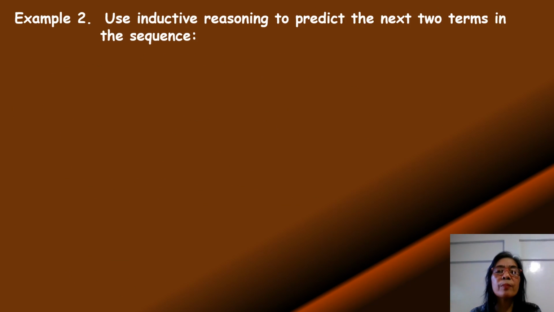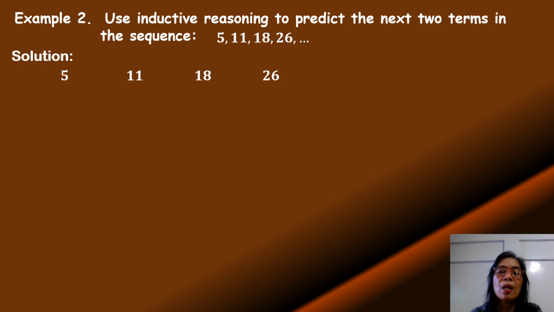Here is another example. Use inductive reasoning to predict the next two terms in the sequence 5, 11, 18, and 26. So let us try to observe the given terms. So if we look at their difference, 5 and 11, we have 6. The difference between 18 and 11 is 7. The difference between 26 and 18 is 8.